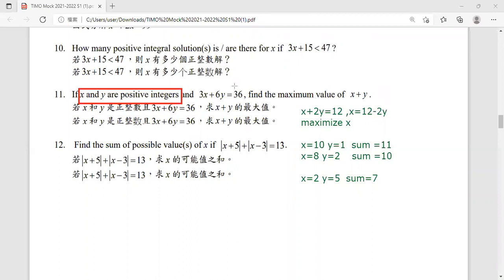So the maximum sum is 11. Okay. Any questions? Any questions?